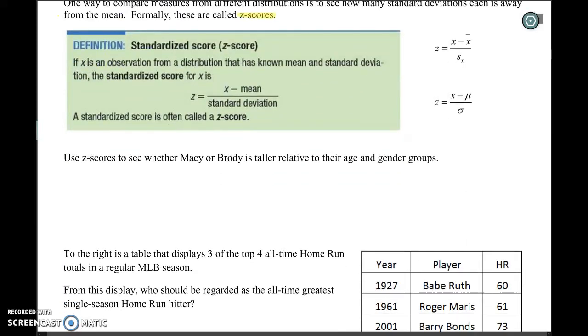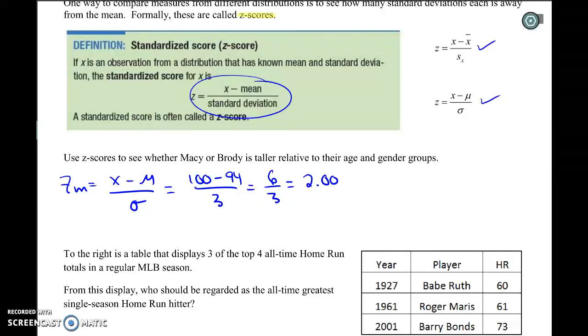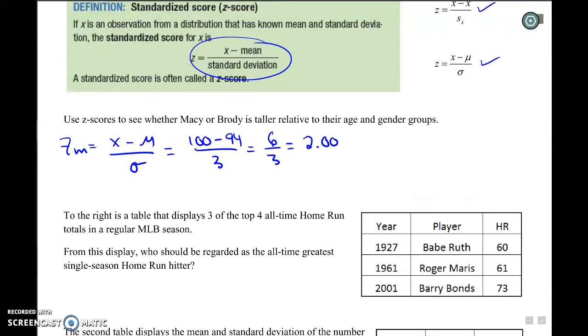But to use the formula, it is right here. If you have sample data or population data, it doesn't matter. So the z-score for Macy would be her height minus the mean, divided by the standard deviation. She's 100 centimeters tall minus the mean, which is 94, divided by the standard deviation of 3, which is exactly the calculation we just did. So she's positive 2.0 standard deviations above the mean. The way we interpret this is we just say Macy is 2 standard deviations above the mean for her age group and gender. So let's do it for Brody, to see how many standard deviations above the mean he is.